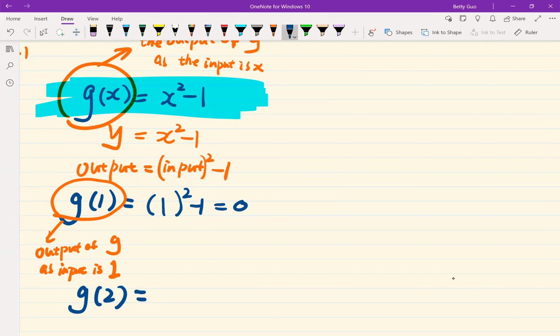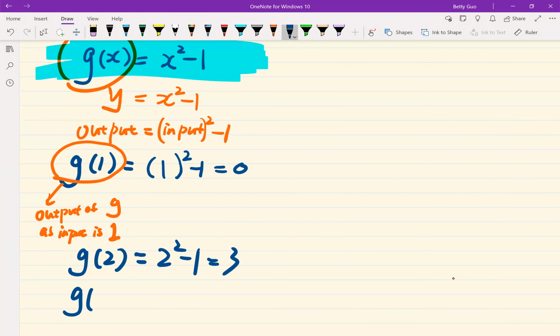Yeah, we are understanding the notation. 2 squared minus 1, exactly. G of 2 is the output of the machine as the input is 2, right? Whatever is inside the parentheses, that's the input. Am I clear? This time the input is 2. This machine always produces output equal to the square of input minus 1. So the output would be 2 squared minus 1. And what is it? Okay?